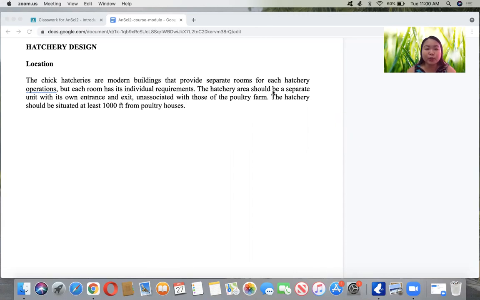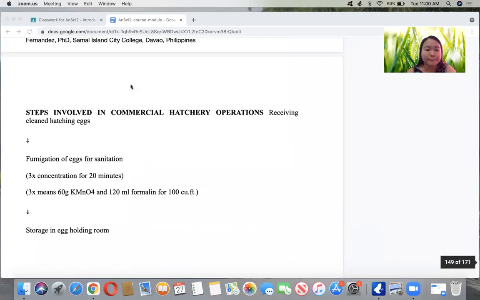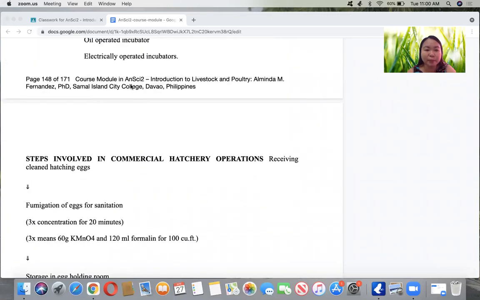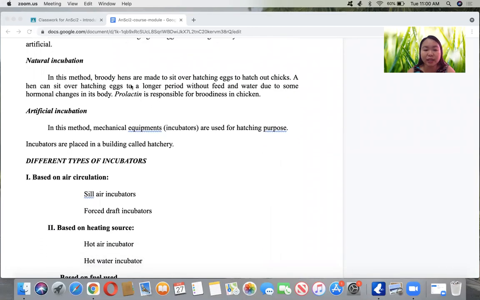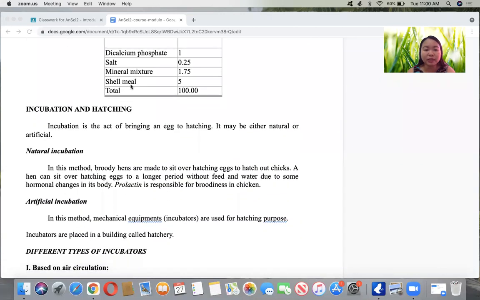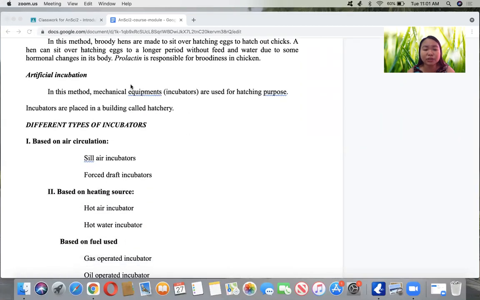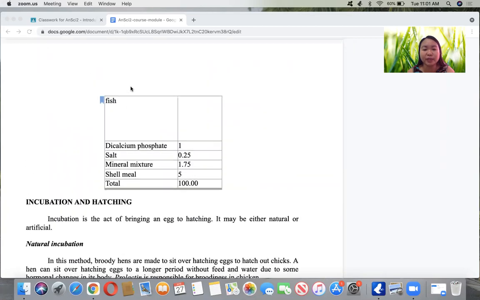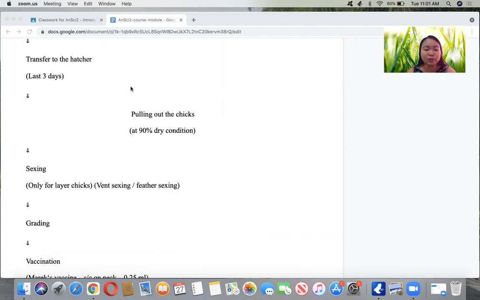For this session, we're going to discuss hatchery design. Last time we talked about the steps in commercial hatchery operations. We had an overview of what hatchery and incubation operations are, and we also talked about incubation and hatching, whether natural or artificial, and the different types of incubators. Now we're going to continue.